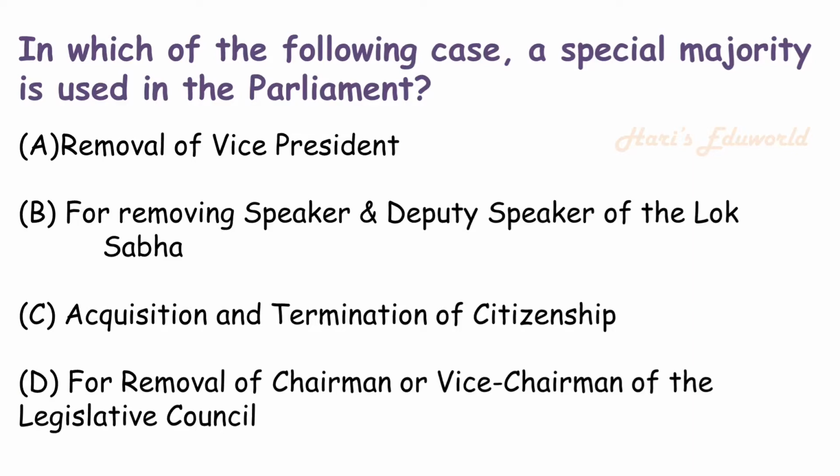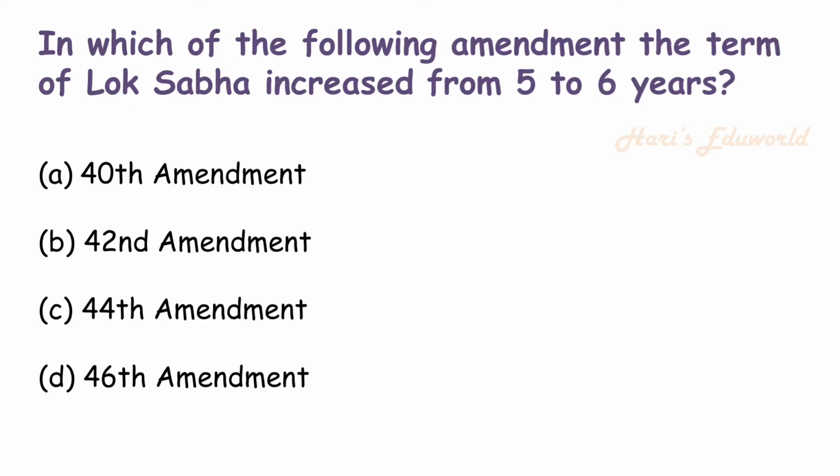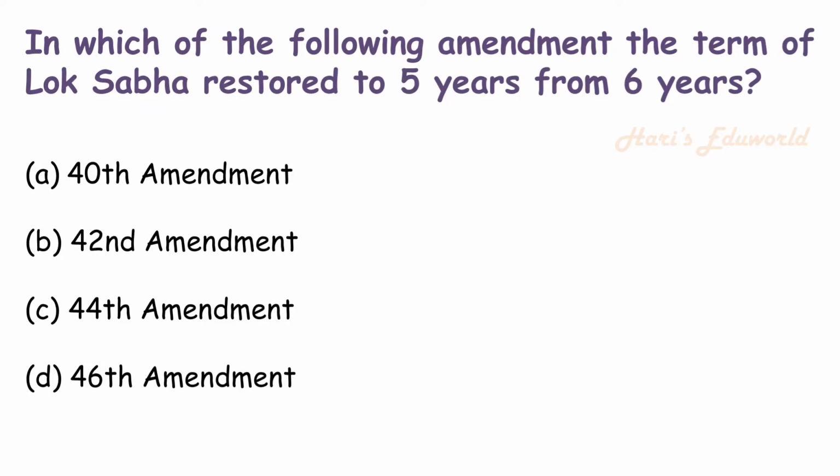In which of the following case a special majority is used in the parliament? Option C, acquisition and termination of citizenship. In which of the following amendment the term of Lok Sabha increased from 5 to 6 years? Answer option B, 42nd Amendment. In which of the following amendment the term of Lok Sabha restored to 5 years from 6 years? Answer option C, 44th Amendment.